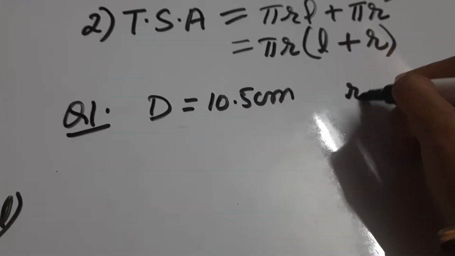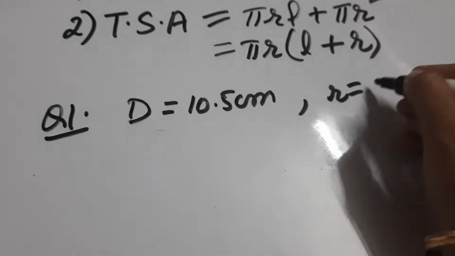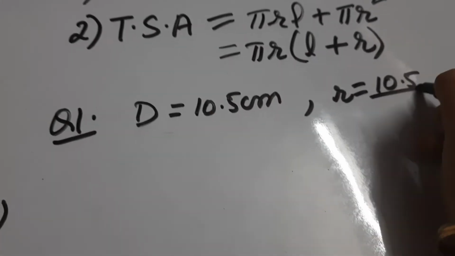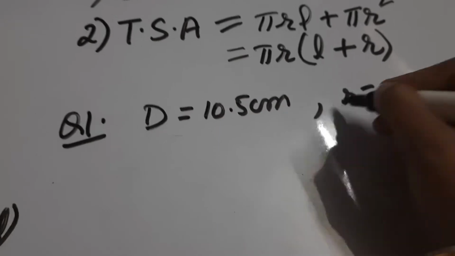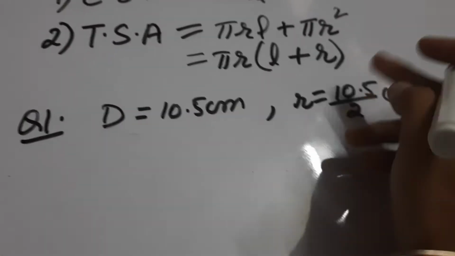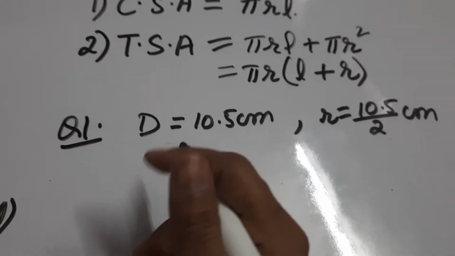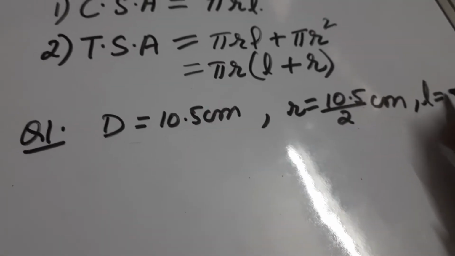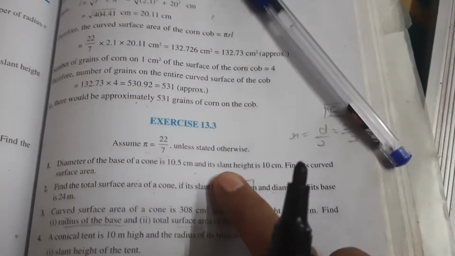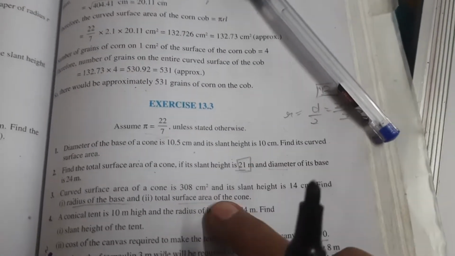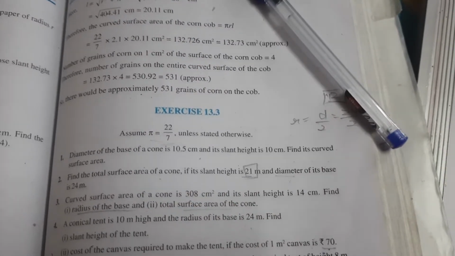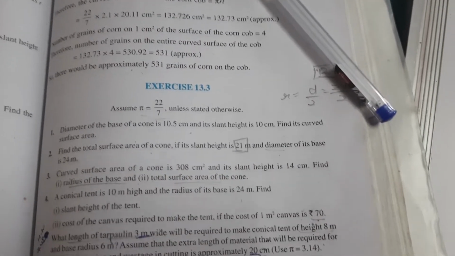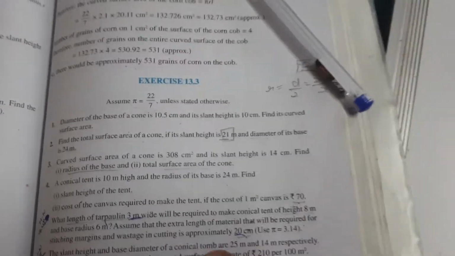We need to find out the radius, so how do we get that? The half of this. We'll divide it by 2 to get the radius. We can cancel it out or we can keep it in fraction form. The slant height is given to us in the question as L is equal to 10 centimeter. Remember, if they write slant height, that means L, and if they mention only the height, then it will be H.